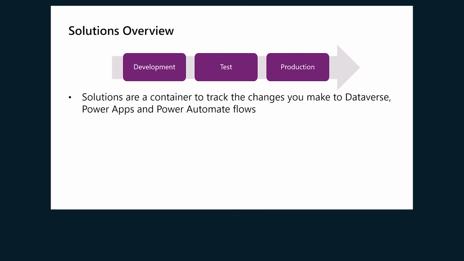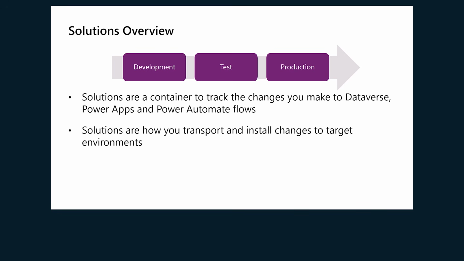even developer-created components like JavaScript, plugins, or compiled code. This modular approach supports application lifecycle management, ALM, by allowing teams to build, test, and deploy changes in a consistent and repeatable manner. For example, a development team can build a custom sales dashboard in a dev environment, package it into a solution, and then deploy that into production without affecting other apps or environments.